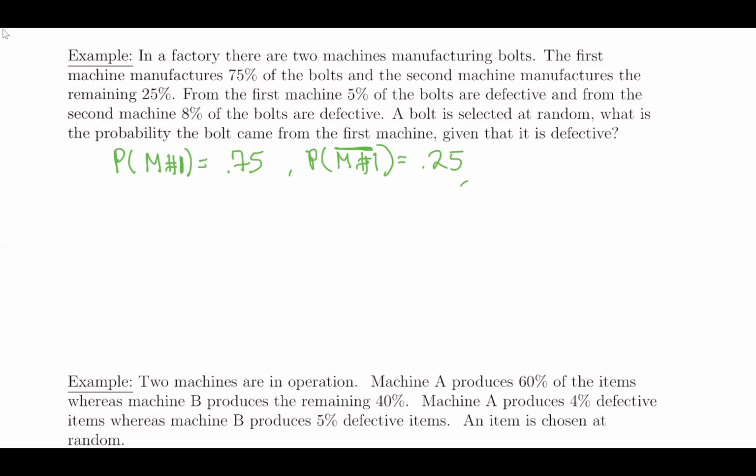Good. So let's go ahead and look at this 5%. Let's see how we should label that 5%. It says from the first machine, 5% of the boats are defective, and from the second machine, 8% of the boats are defective.